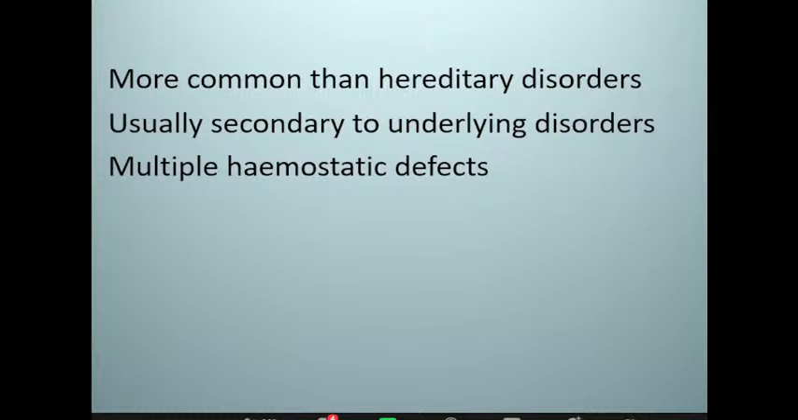Acquired coagulation disorders are more common than the hereditary disorders, and they are usually secondary to an underlying disorder, which may be hematological or non-hematological. And there are multiple hemostatic defects that are present in this clinical spectrum.